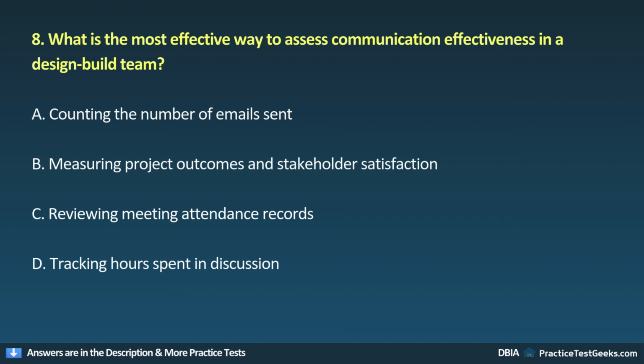8. What is the most effective way to assess communication effectiveness in a design-build team? A. Counting the number of emails sent. B. Measuring project outcomes and stakeholder satisfaction. C. Reviewing meeting attendance records. D. Tracking hours spent in discussion.